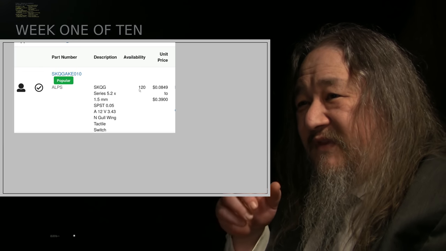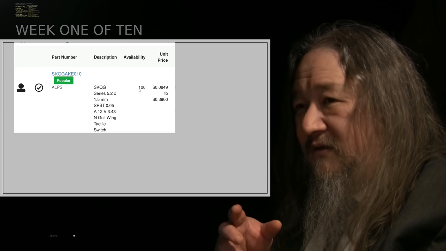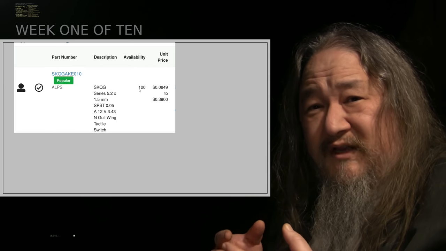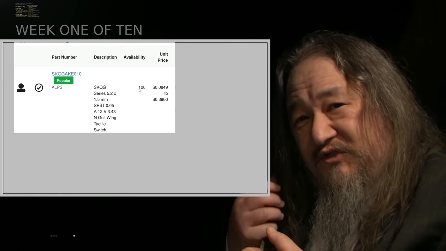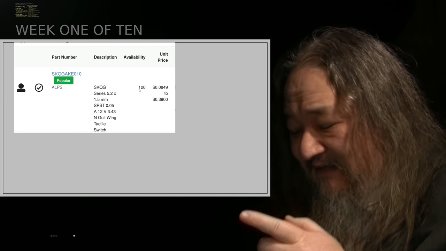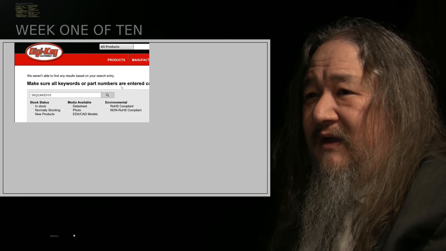Now, this is not like a capacitor. The switches and stuff are much more unique. I really don't want to have to go start testing out other ones and changing the board and so on. I want to get these. So I started looking around.